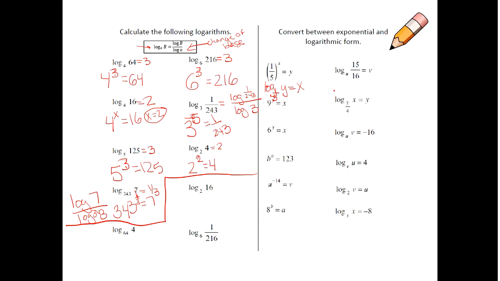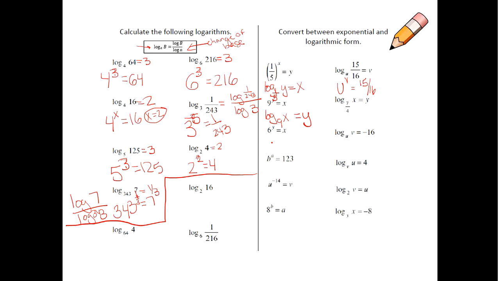Now let's convert this one to exponential form. So u is my base, so u to the v power has to equal 15/16. Okay, let's go to log form now on this one. So that would be log of my base, and my base is 9. Remember, my answer is my exponent, so that would be y. X has got to go there. So log base 9 of x equals y.